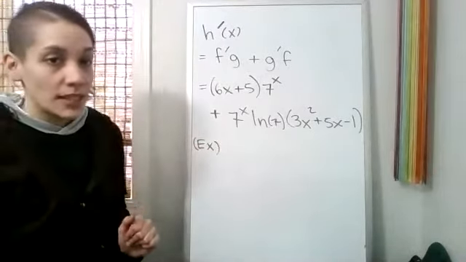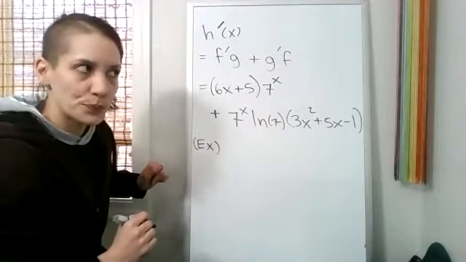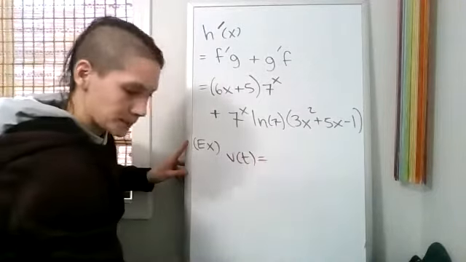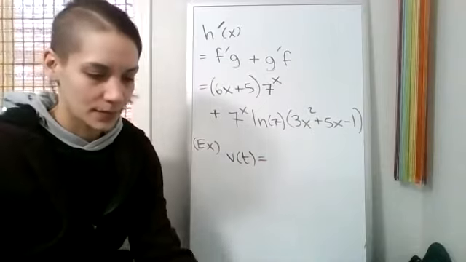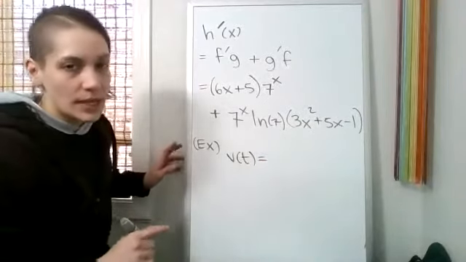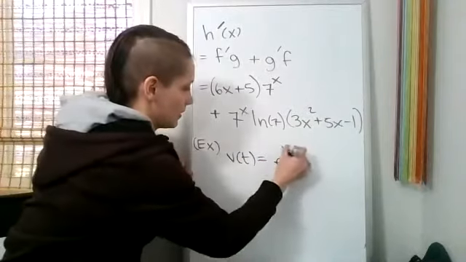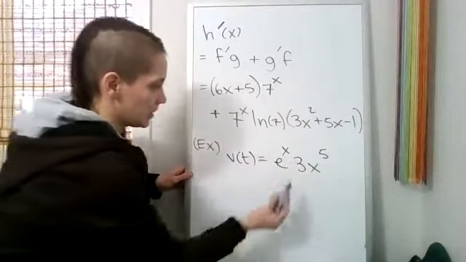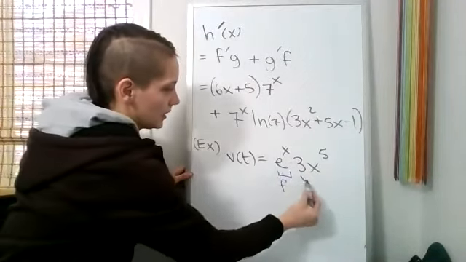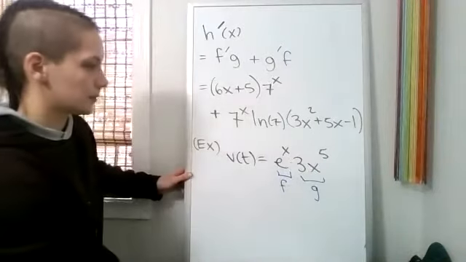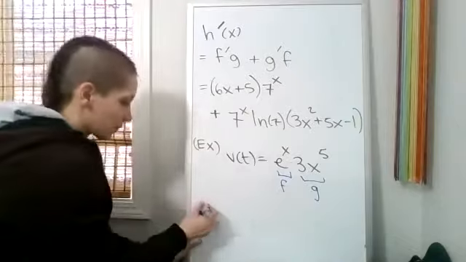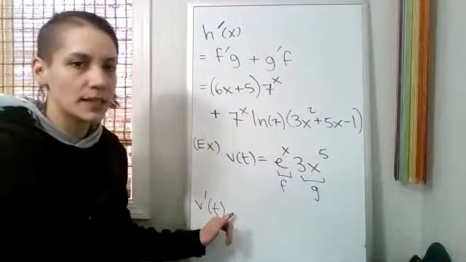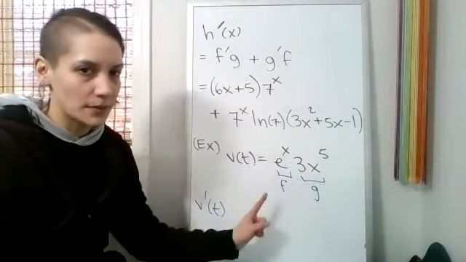We're going to call the function v, and let's do v of t. Will be e to the x times 3x to the 5th. This is my f. This is g. The derivative v prime of t will be f prime times g plus g prime times f.